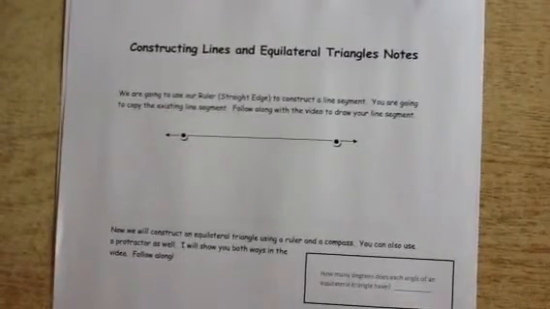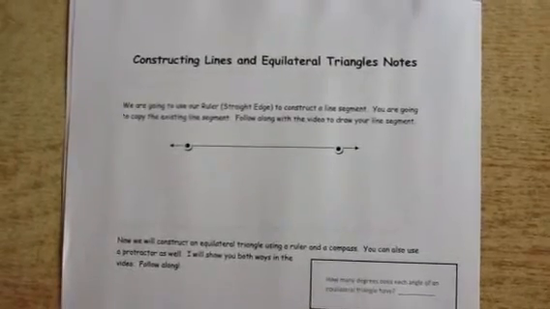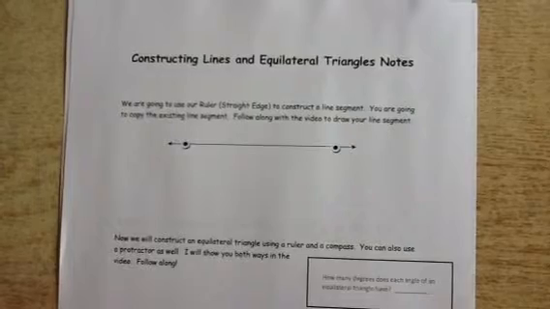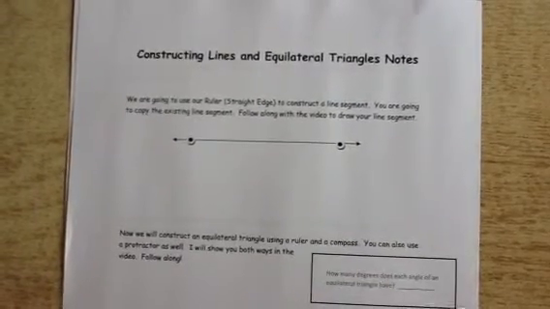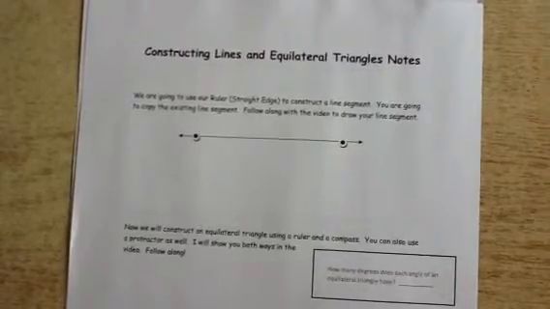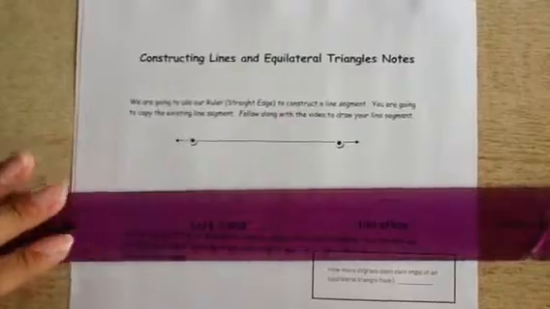Hi, we're going to be working on constructing lines and equilateral triangles. The first one, it says we are going to use a ruler or straight edge to construct a line segment. You are going to copy the existing line segment, follow along with the video, and draw your line segment. So, we're going to need to have our ruler / straight edge and our compass.